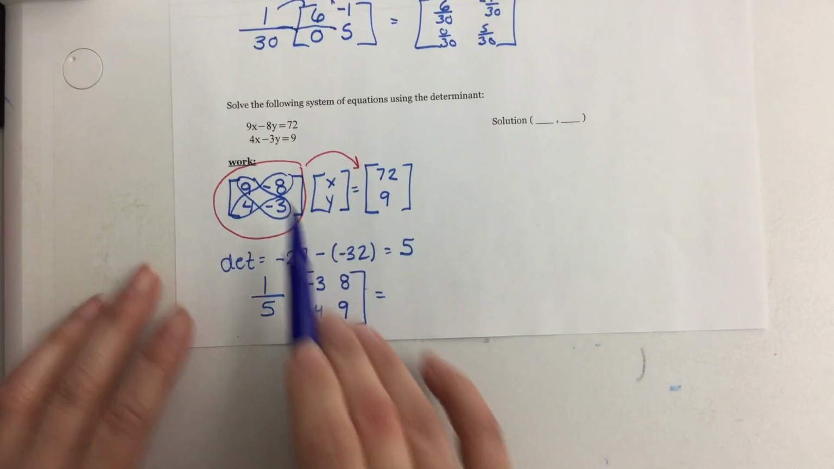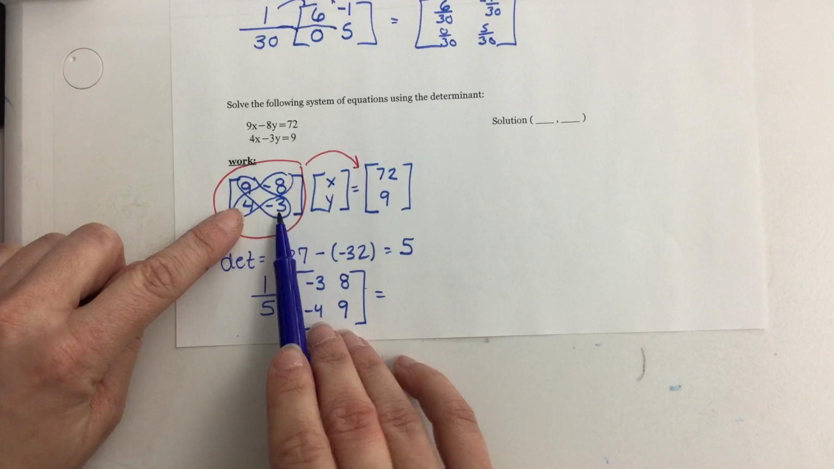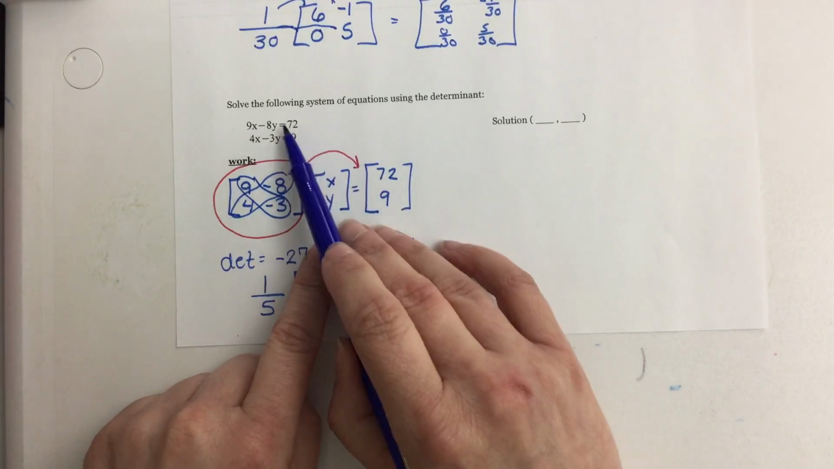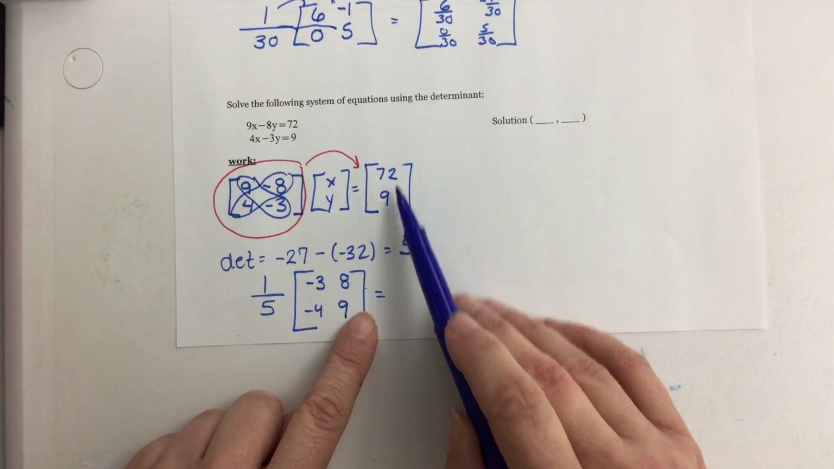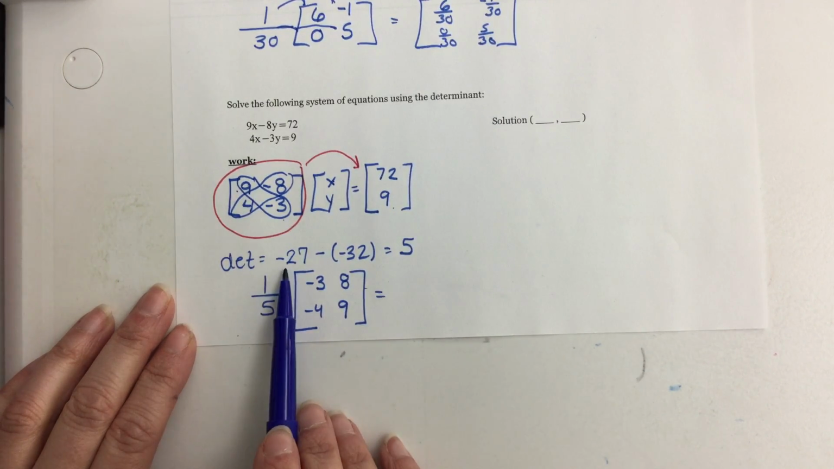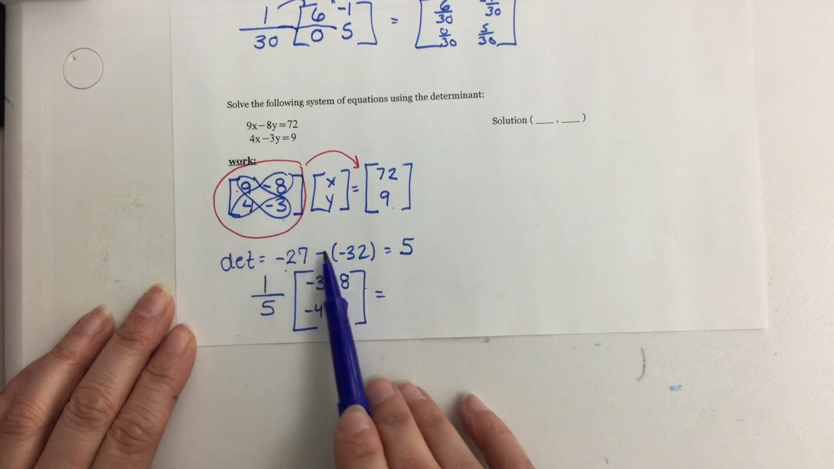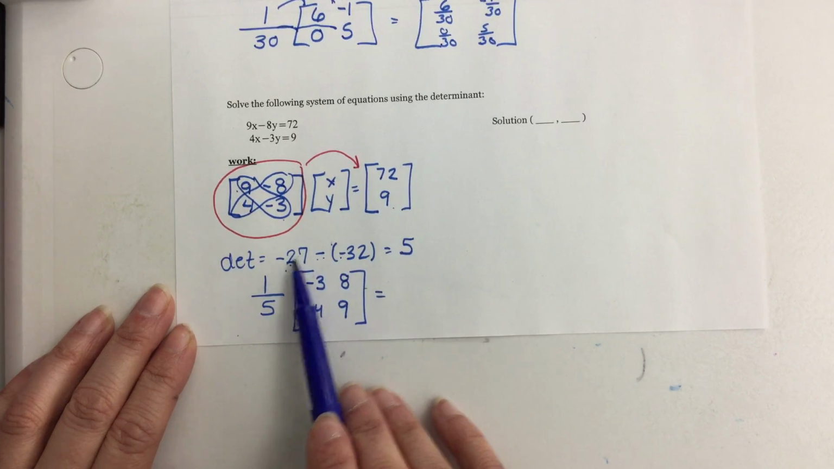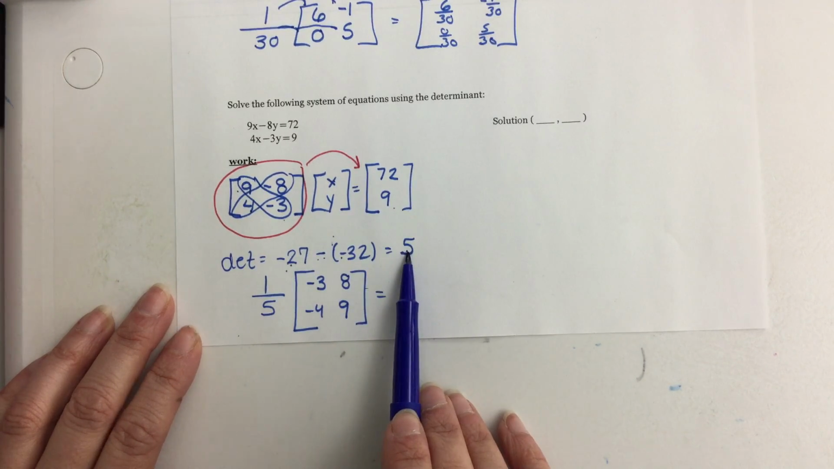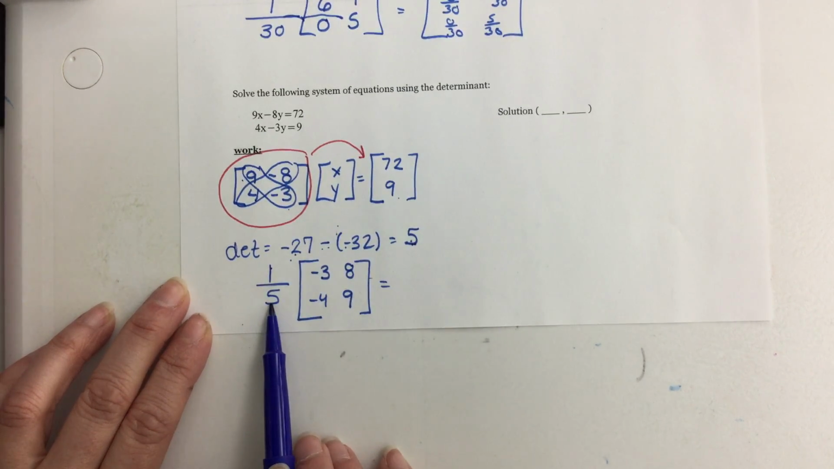Okay, so I went ahead, I made my coefficient matrix, 9, -8, 4, -3. I'm solving for x, y. My constants were 72 and 9. My determinant, 9 times -3 is a -27 minus -8 times 4 is a -32 minus a negative. This becomes a plus. -27 plus 32 is 5. So the determinant is a 5. Remember to find the inverse, it's 1 over the determinant.